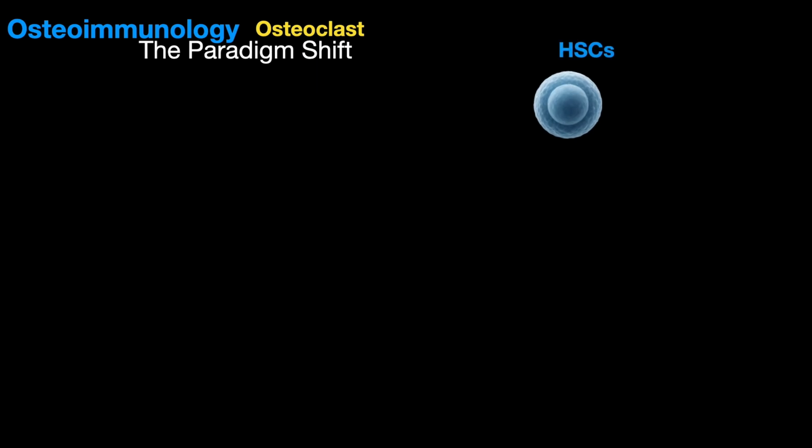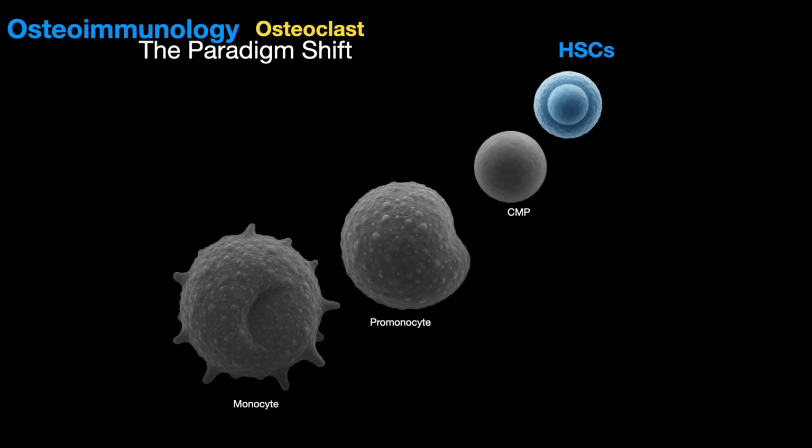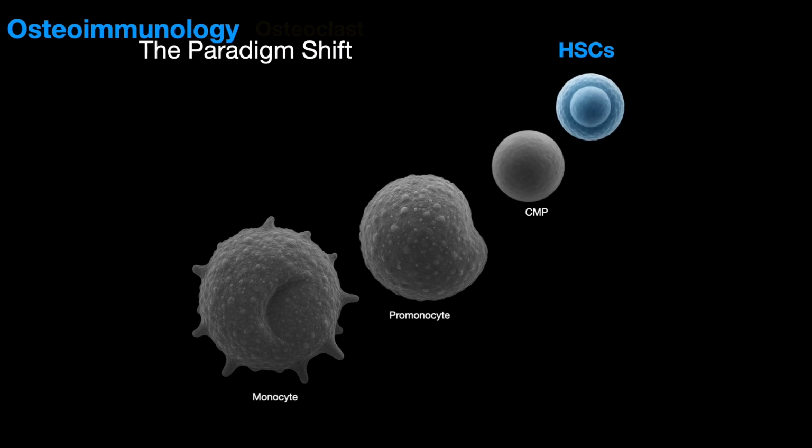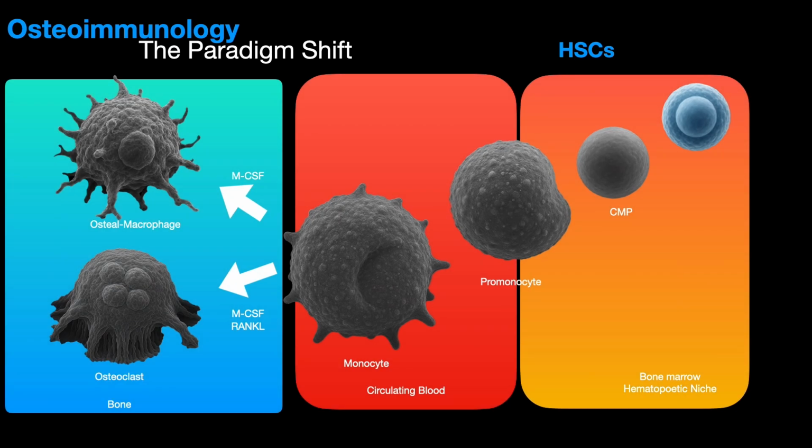So such a hematopoietic stem cell will modify into a common myeloid cell, then into promonocytes and monocytes. Monocytes are in the circulating blood for a relatively short period of time. Then they will reach the tissue where, depending on the mediator they are exposed to, they can change into osteal macrophages when they are exposed to macrophage colony stimulating factor, or into osteoclasts once they are also additionally exposed to RANK.